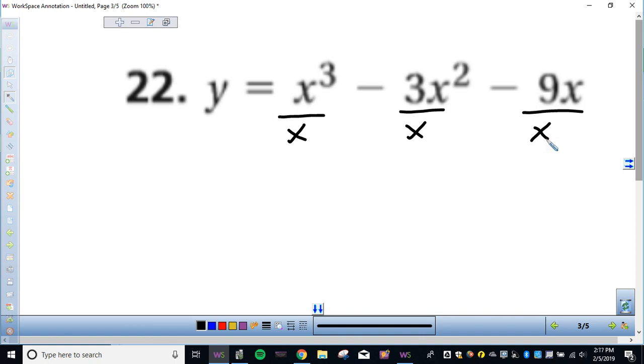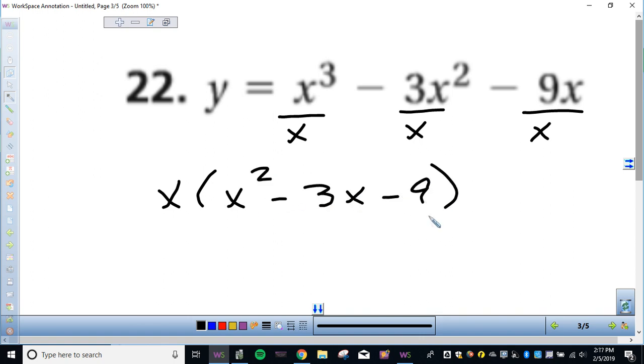Because whatever we factor out, it's going to be like this. I have x squared minus 3x minus 9 left. This is all equals 0 because we're getting the zeros. So x equals 0. So if you do synthetic division with 0, nothing happens. So you can't do synthetic. You have to factor this one. So our first 0 is x equals 0.